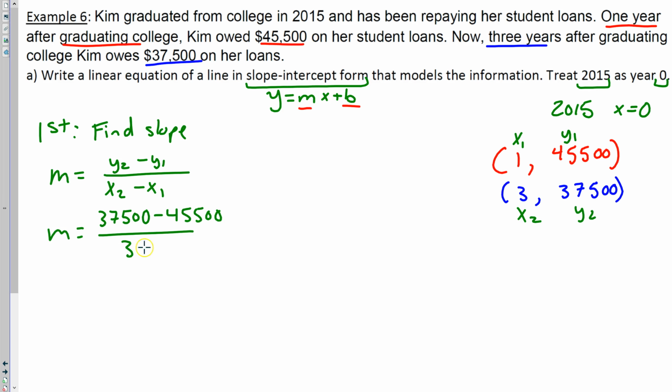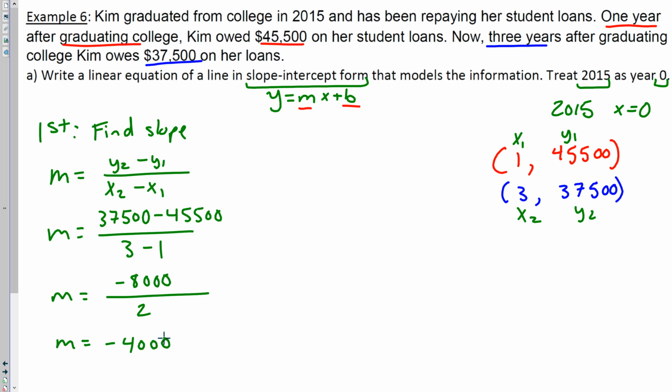So then x2 would be 3, x1 would be 1. So we'd find the difference. On the top, that's a negative 8,000. And on the bottom, 3 minus 1 is 2. We can go ahead and reduce that to negative 4,000 over 1, or just negative 4,000. So that is our slope.